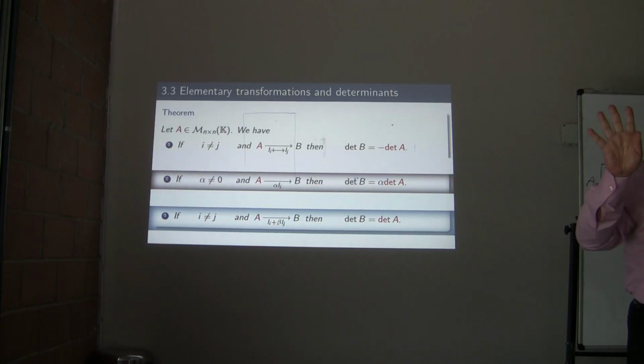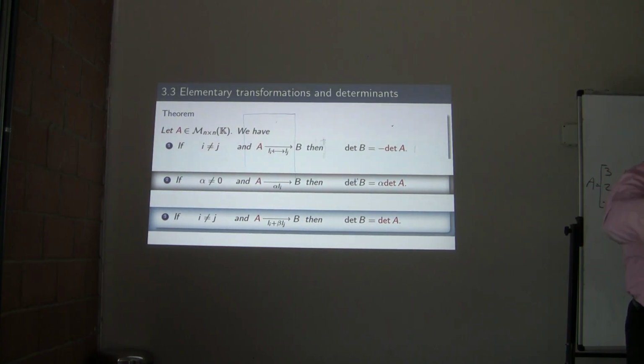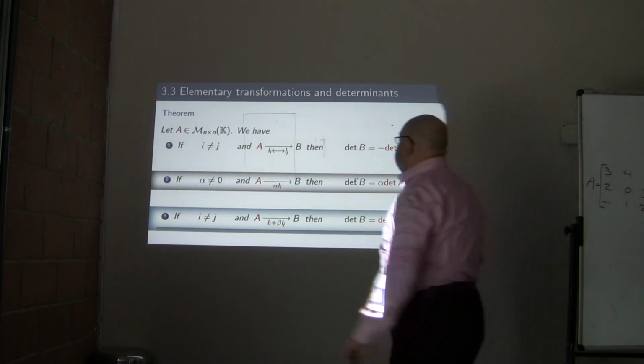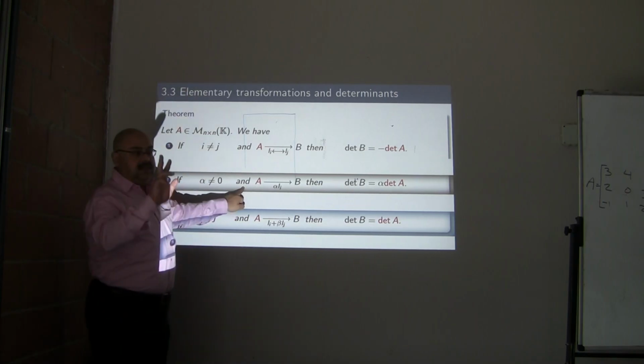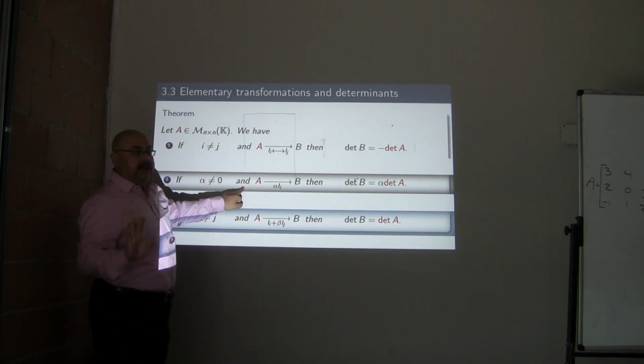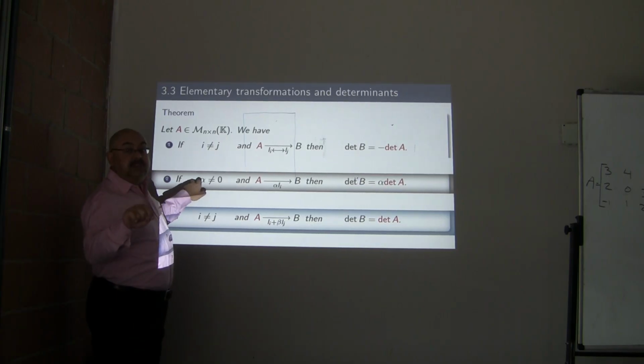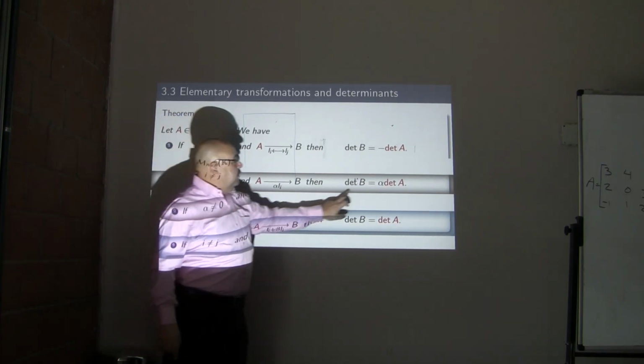If you make 4 switches, the value will be positive, and so on. So switching rows affects the value of the determinant by changing its sign. The second operation is multiplying a row by a number. If you multiply a row by a number, the value of the determinant will be multiplied by this number.